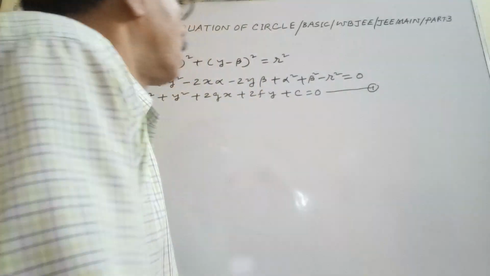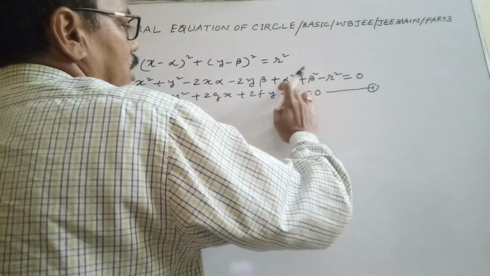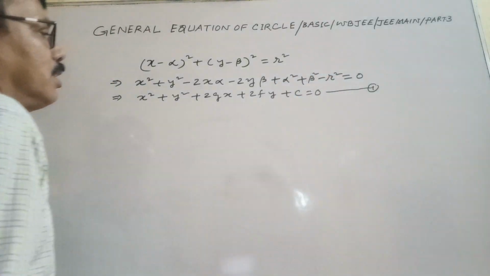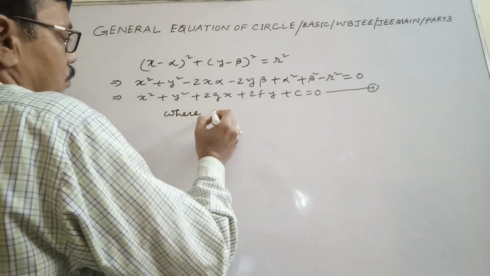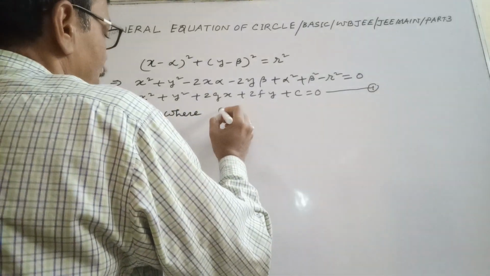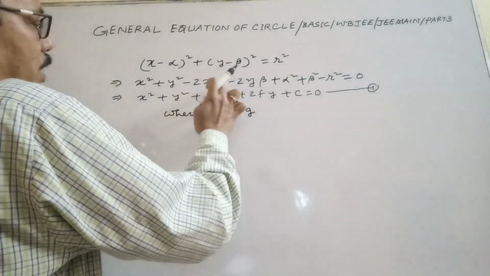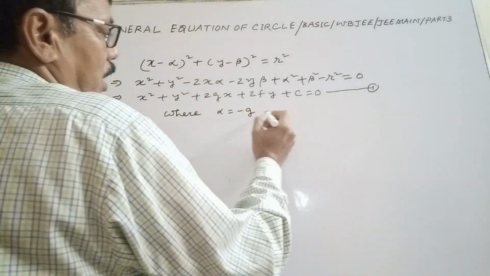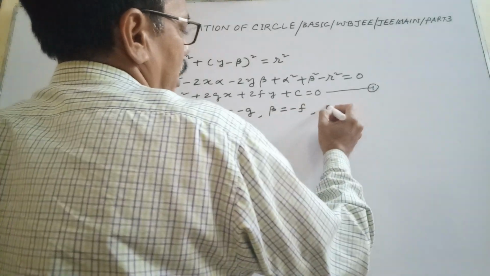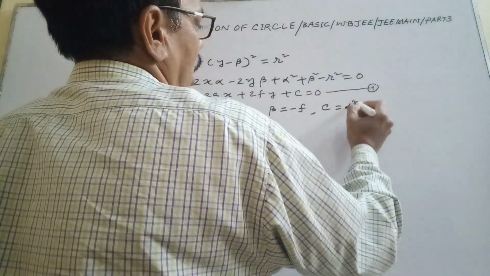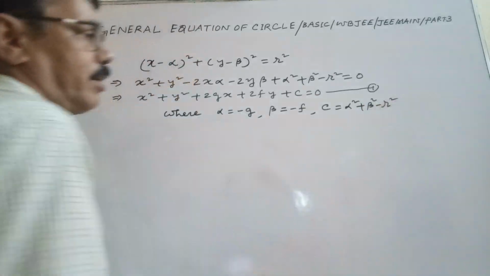So look, this part, alpha square plus beta square minus r square, is a constant. We are considering this as c, where alpha equals minus g. So look, this is minus 2x alpha. So alpha equals minus g, beta equals minus f, and c equals alpha square plus beta square minus r square.